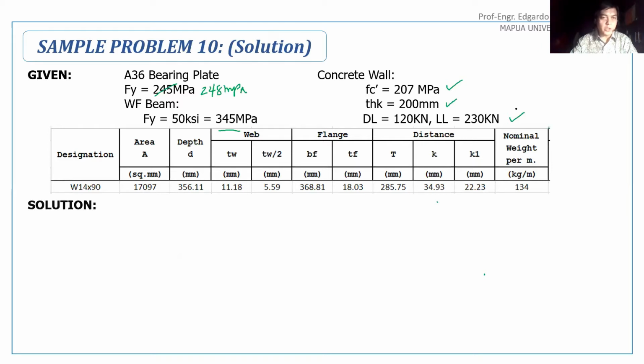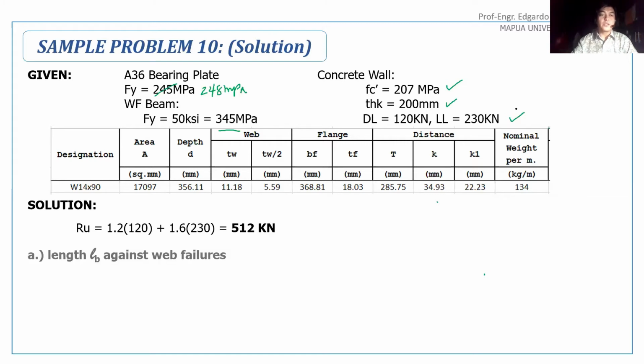Okay, for the solution, so design. So we will start with the length, the minimum length of the bearing plate required, and that is to address web failure. But before that, we have to solve first for the R sub U, that is the factored ultimate load on the support reaction coming from the 120 dead load and 230 live load. So we just need to factor it out. So we got 512 kilonewtons. So again, for the first part, we will be designing for the length against web failures.